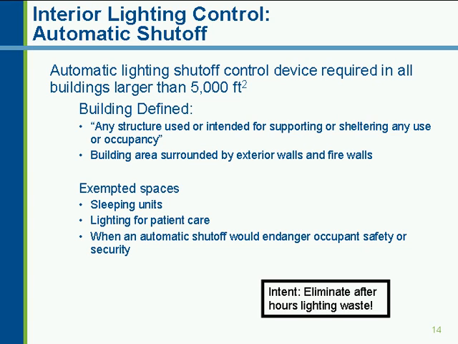What is important here is to define what a building is, because there has been confusion in the past. There are a couple of different phrases here: any structure used or intended for supporting or sheltering any use or occupancy. This is typically what we think of as a building, a unified structure. But a building area surrounded by exterior walls and firewalls is also considered a building for this requirement. The classic example might be a retail mall that may be on its own greater than 5,000 square feet, but each individual business entity might be smaller than 5,000 square feet.